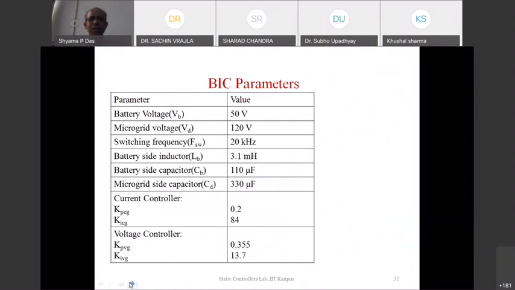Okay, so this is the specification of the battery interface converter. The battery voltage is 50 volt because we have 4 lead acid batteries in series. The microgrid voltage is 120 volt. The switching frequency is 20 kilohertz, and the battery side inductor is 3.1 millihenry. The battery side capacitance is 110 microfarad. The microgrid capacitance is 330 microfarad on the microgrid side. Then we have the parameters of the current controllers and the parameters of the voltage controllers. Next slide, please.